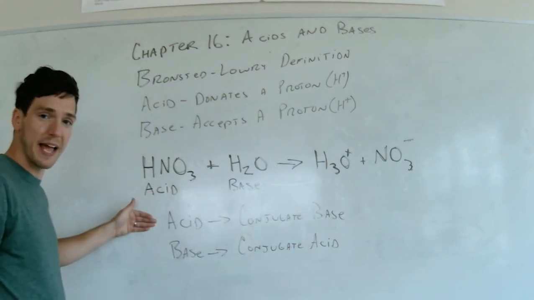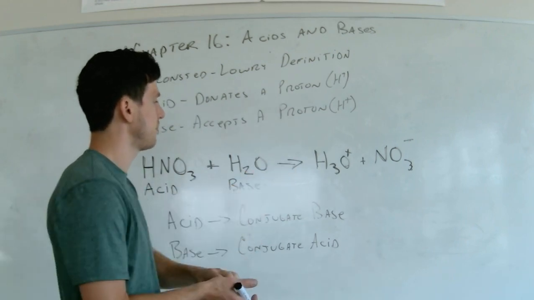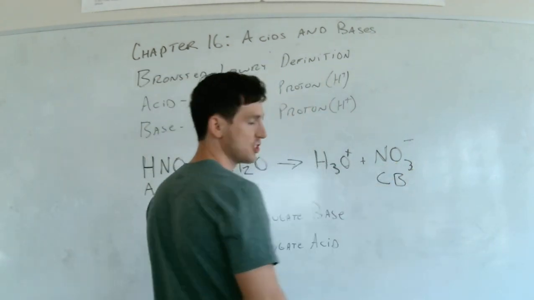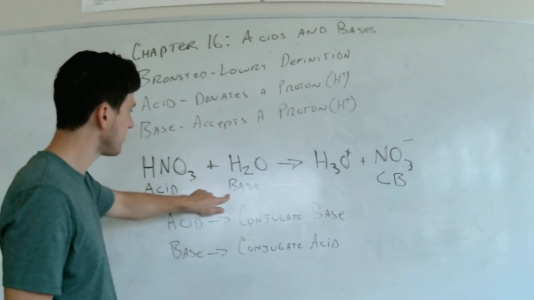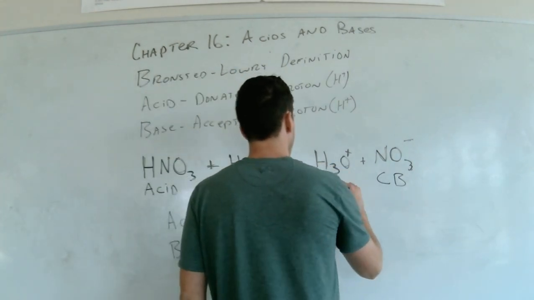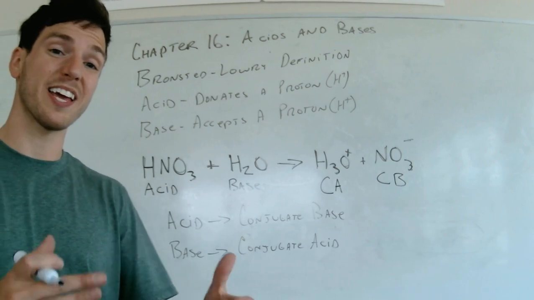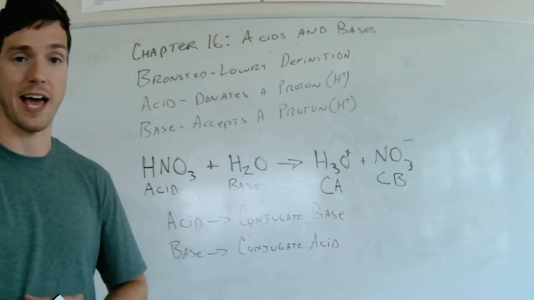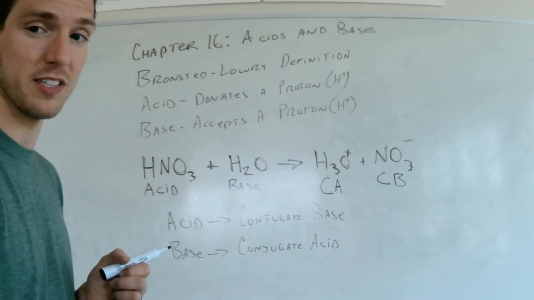And remember down here, my acid becomes my conjugate base. So my acid here became NO3 minus, and that NO3 minus is now my conjugate base. And now my base became H3O plus, so that H3O plus must be the conjugate acid. Okay, so we've got to get really good at identifying the acid and the base, the conjugate acid and the conjugate base in our reaction. Let's go ahead and do a few more examples involving these.